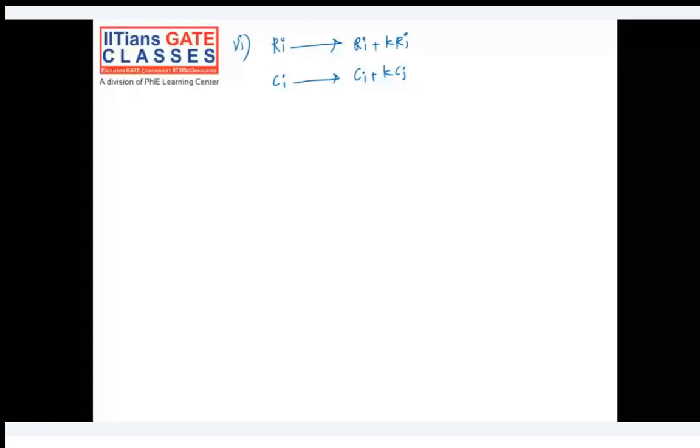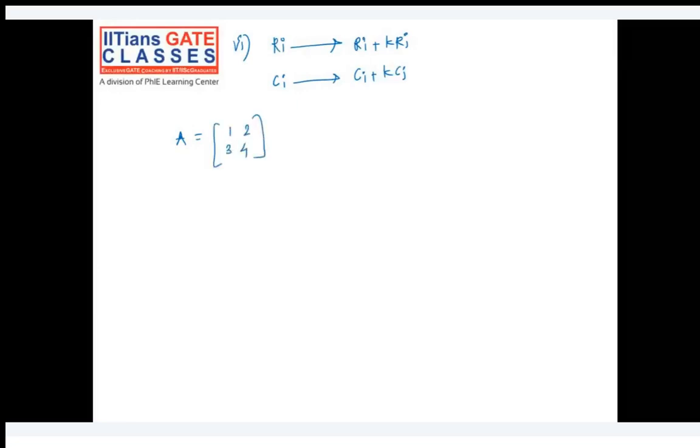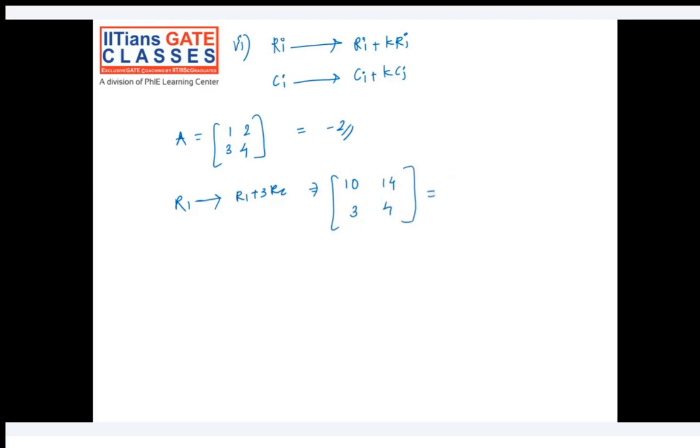1, 2, 3, 4. The determinant is -2, we know. Now let's say I'm performing the operation r1 written as r1 plus 3 times r2. What is going to happen? It will become 3 times 3 plus 1 is 10, 4 times 3 plus 2 is 14, then 3 and 4. What will happen? 10 into 4 is 40, minus 14 into 3 is 42. Still you'll end up with a -2 answer.